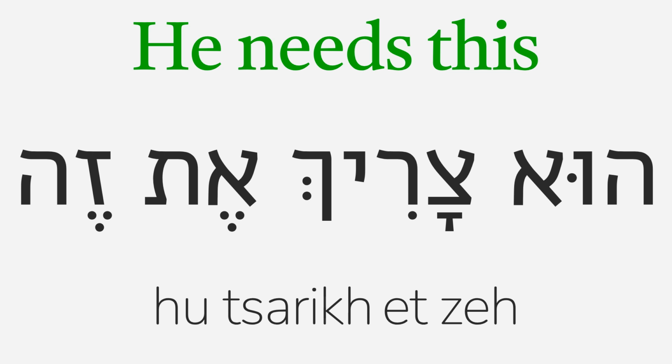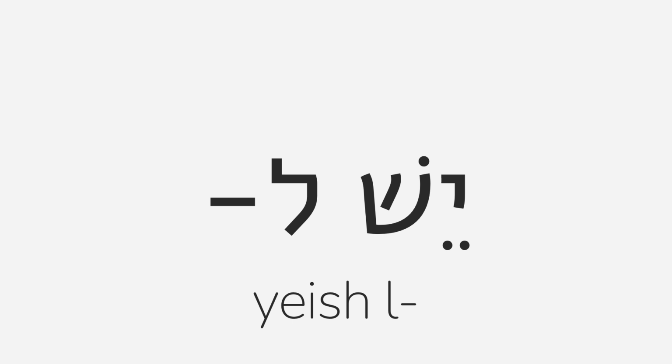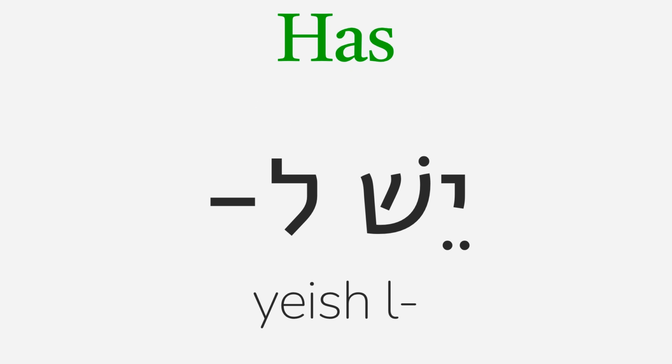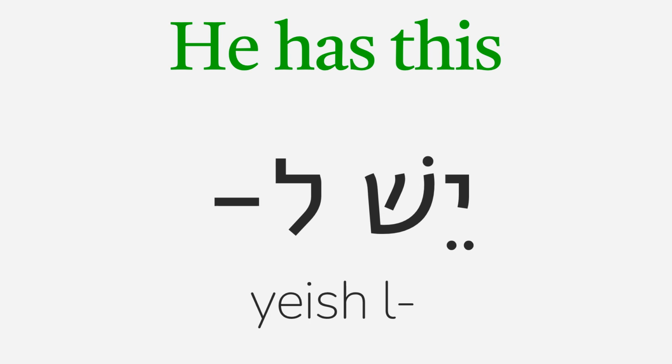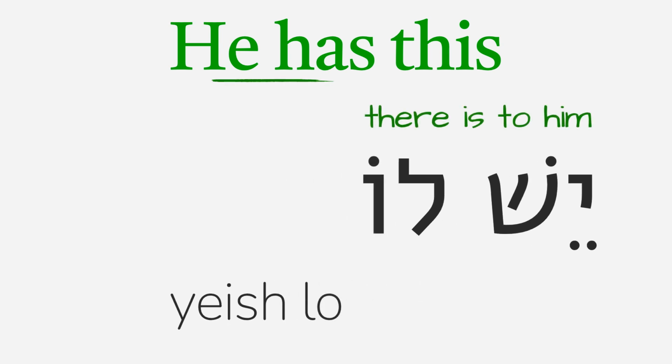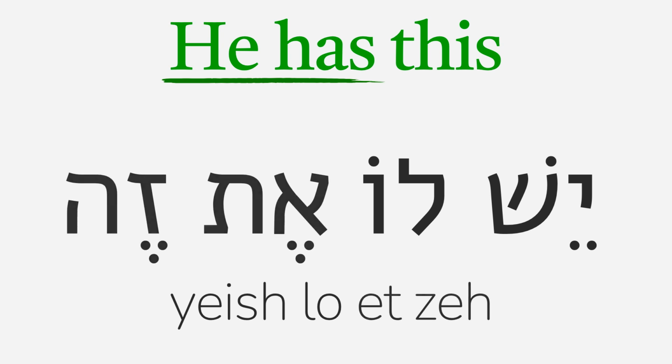The expression yesh la, which literally means there is to and means has, is also technically not a verb in Hebrew, but still will make its object use et. For example, to say he has this, we say yesh lo, there is to him, that is, he has, et ze, this, with the preposition et. Yesh lo et ze. He has this.